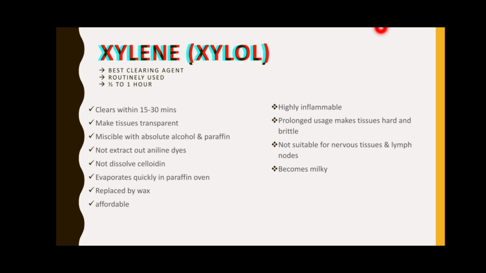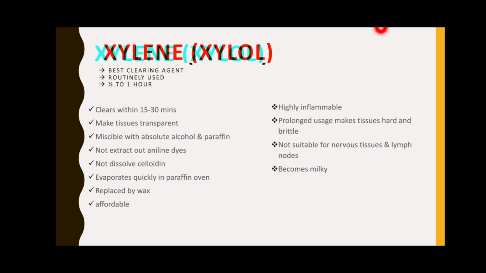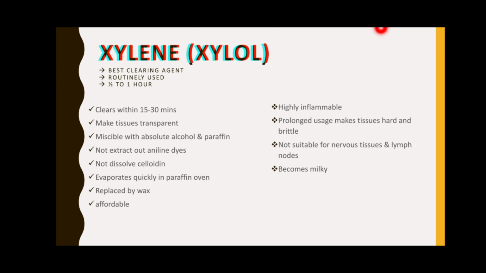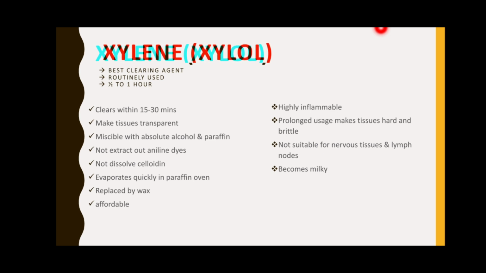The advantages of using xylene is that it is the most rapid clearing agent, which is suitable for urgent biopsies, which it clears within 15 to 30 minutes. This one is miscible with absolute alcohol and paraffin and does not extract out aniline dyes. For mounting procedures, it does not dissolve celloidin and can therefore be used for celloidin sections. It evaporates quickly in the paraffin oven and can therefore be readily replaced by wax during impregnation and embedding. And of course, this one is very affordable.